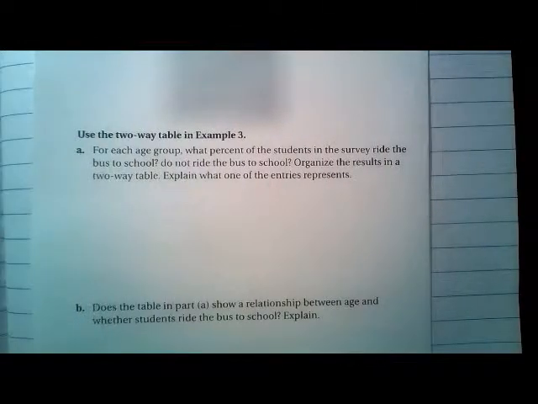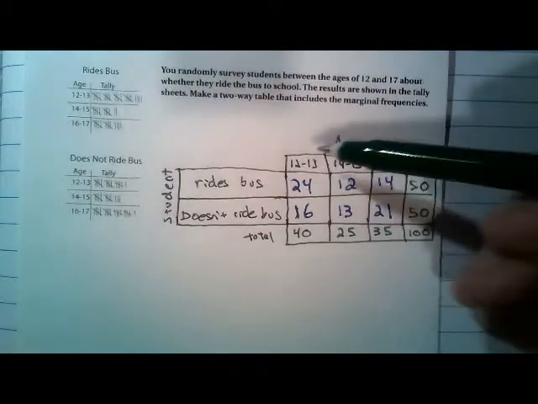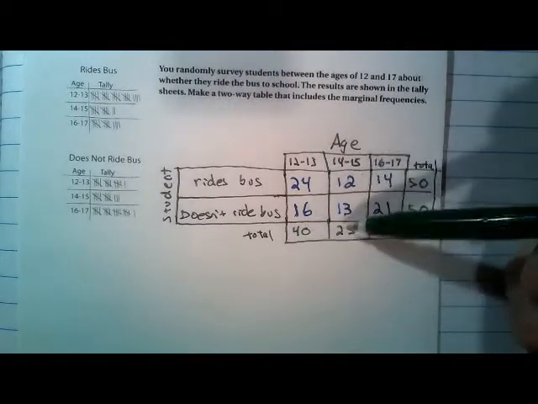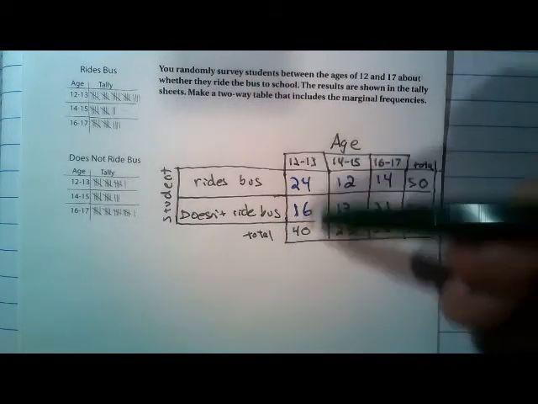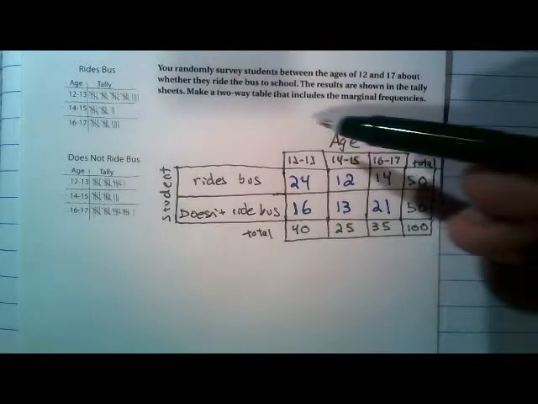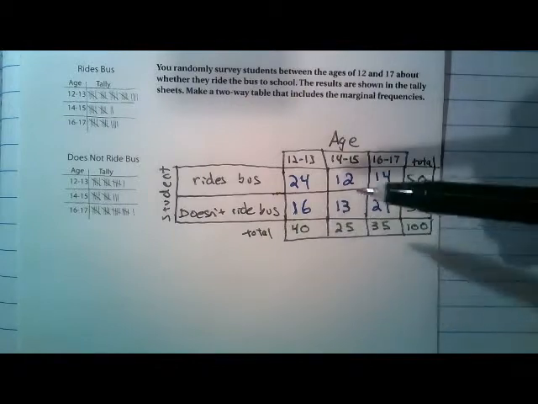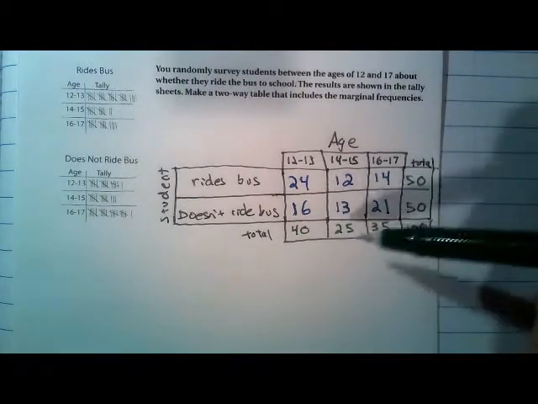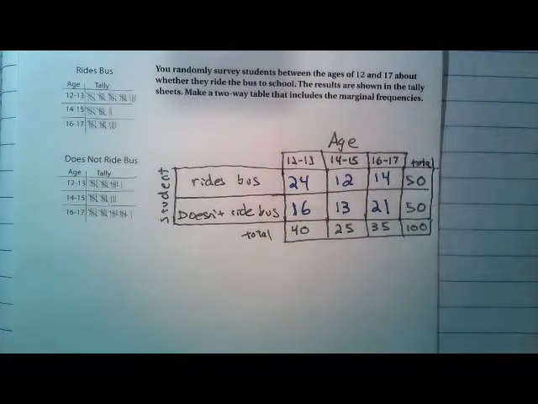This last example, I'm asked to use the two-way table from example 3 to help me solve this problem. So, for each age group, what percent of the students in the survey ride the bus to school? So I want to take a look at my table here. And for each age group, right? Each age group, so this one, and this one, what percent rides the bus to school? Okay, so we're also asked does not ride the bus to school. So we're asked multiple things.